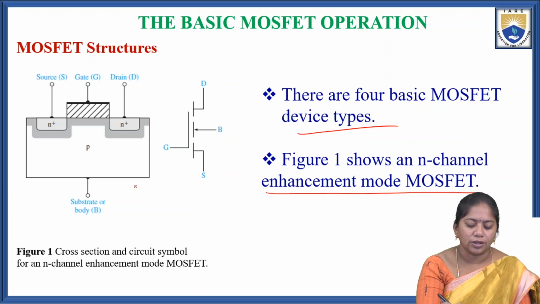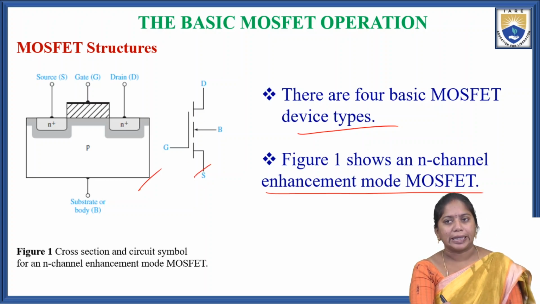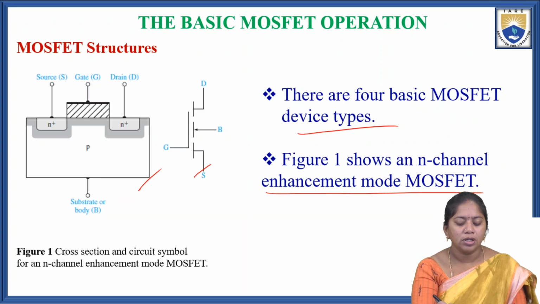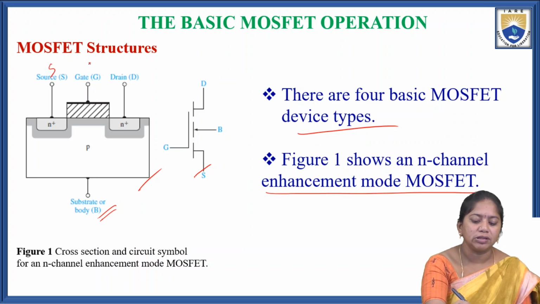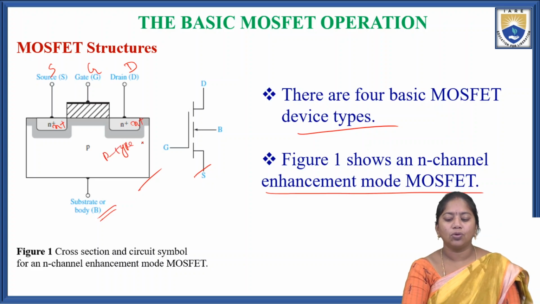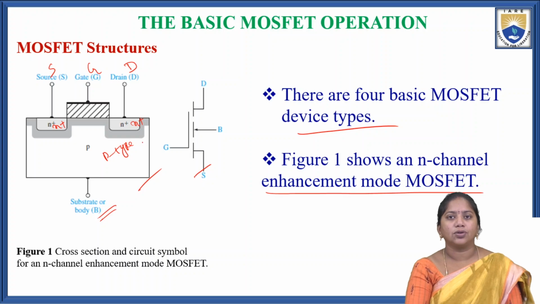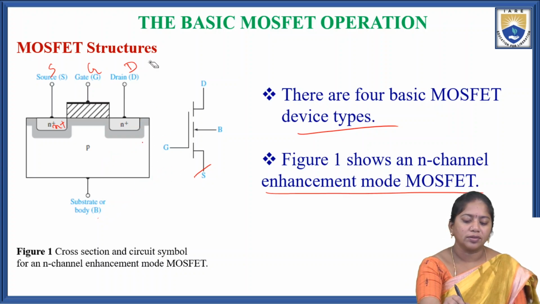This is the cross section and circuit symbol for the N-channel enhancement mode MOSFET. This is the substrate, which is known as the body. Source, gate and drain. This is the N plus region, and this is the P type.